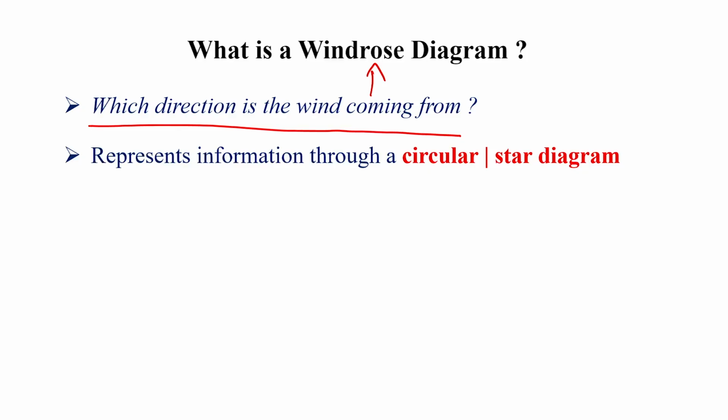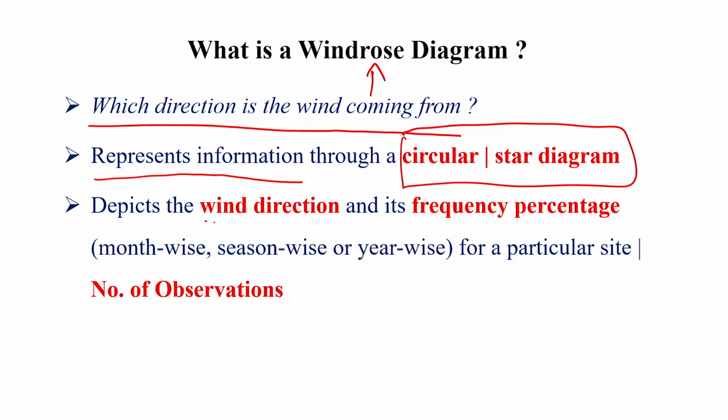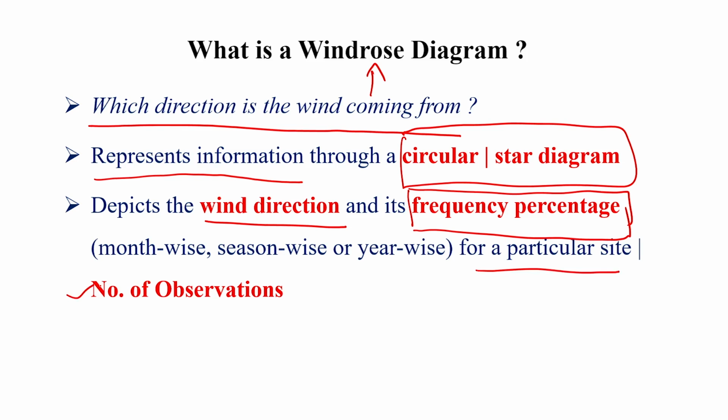And the next thing here is, generally a Windrose diagram represents this wind data using a circular or a star diagram. In the next slide I will show you the diagram. So, in general it is a circular or a star diagram, and that is being used to represent the wind data. And what does it depict? It depicts the wind direction, like I said, and there is a very important term which is called the frequency percentage for a particular site, and this is purely based on the number of observations that we do.